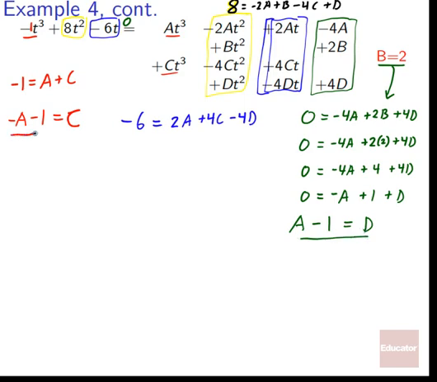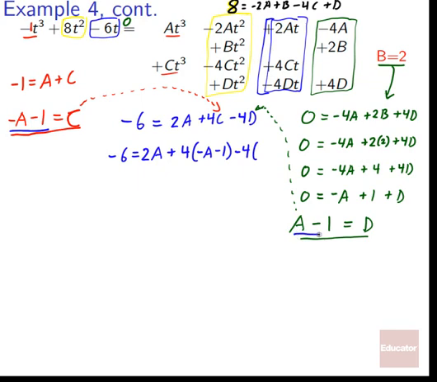So we've got a minus 1 equals d, and negative a minus 1 equals c, so we can plug this information into this equation, and we'll be able to get something that is just using a. Negative 6 equals 2 times a. That guy sticks around because he was just a from the beginning. Then 4, what did we figure out c was? C is negative a minus 1. Negative a minus 1 minus 4 times, what do we figure out d is? Same thing as a minus 1.